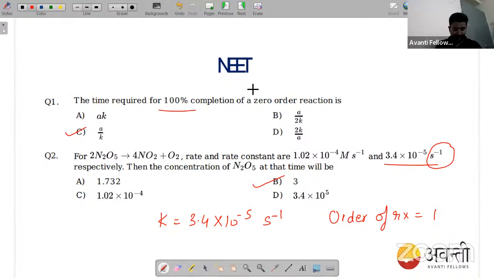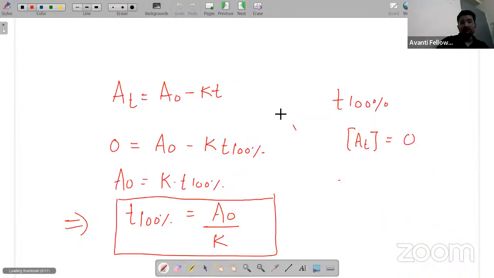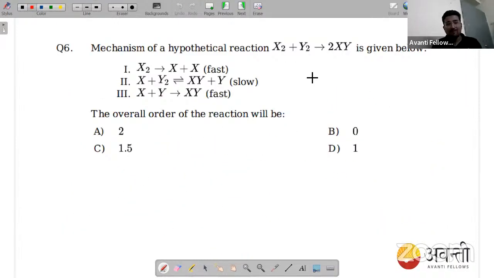Okay. Next, coming to our next question. This type of question is very important for NEET and JEE purposes. That is, basically we have to calculate the order of reaction by reaction mechanisms. We have different types of approaches to calculate the order of reaction. In this, one is the most important and frequently asked question. Okay, let's start now.